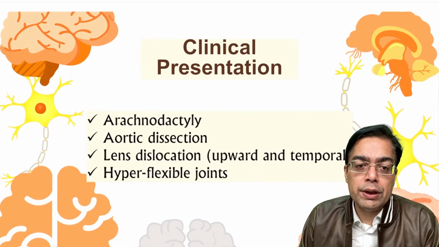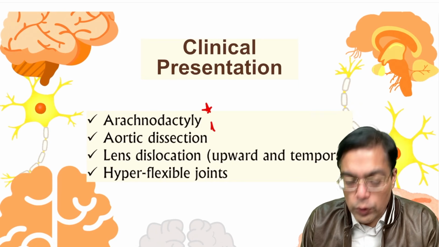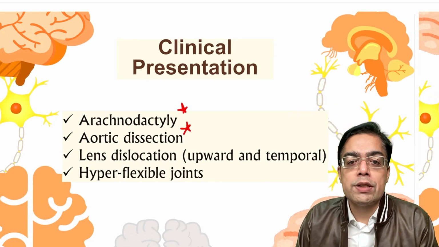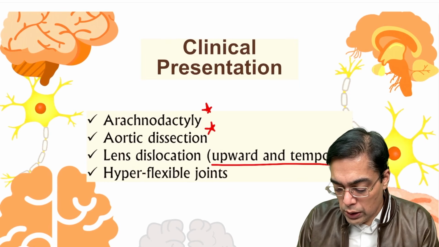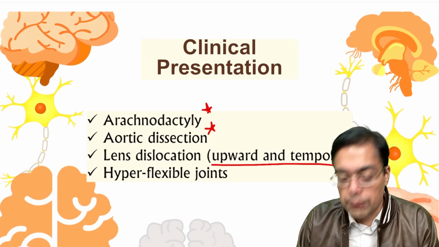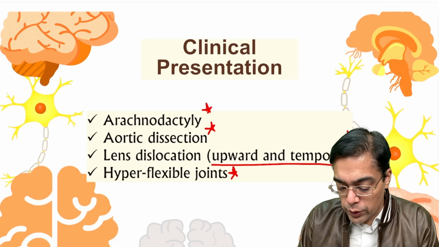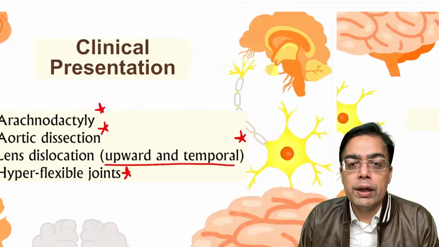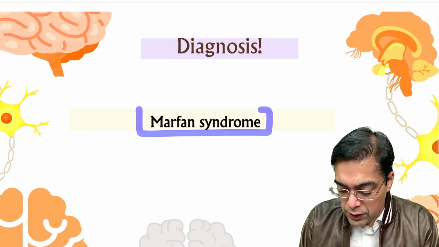Combination of clinical presentation of a patient making a mention of the word arachnodactyly. There is presence of aortic dissection, there is presence of lens dislocation, and typically this is a separate ophthalmology question also. The lens dislocation is present in the temporal and upward area, and the patient is having the presence of hyperflexible joints. Immediately what will come to your mind is that we are talking about a patient who is going to be suffering from a condition that is Marfan syndrome.